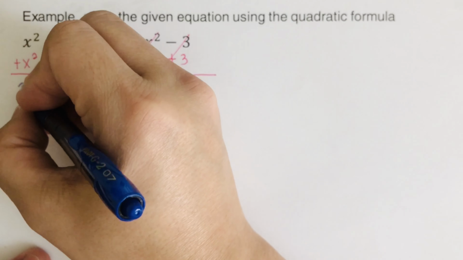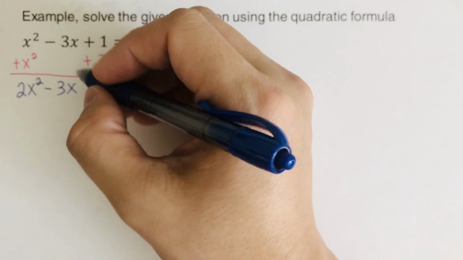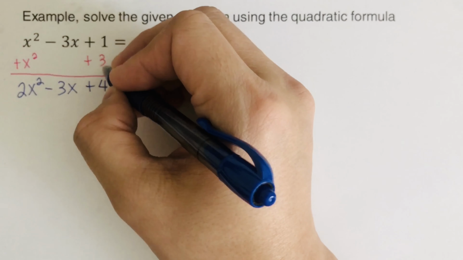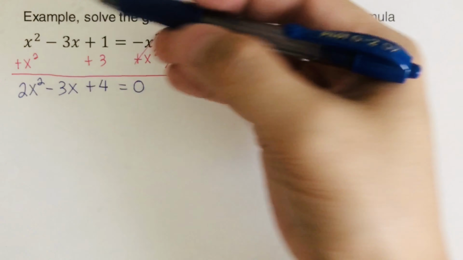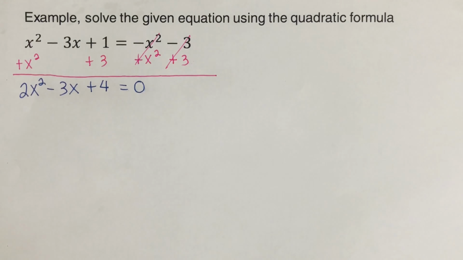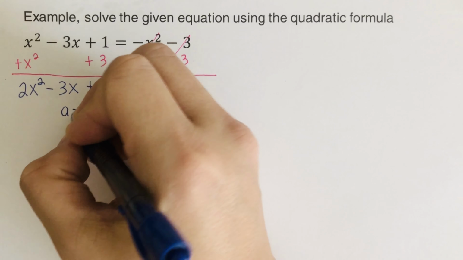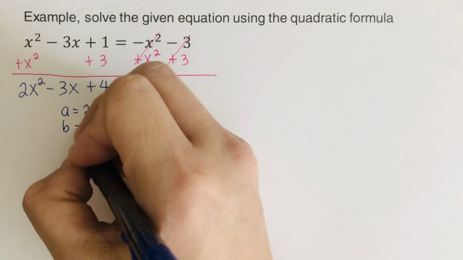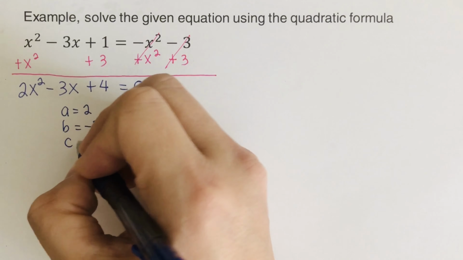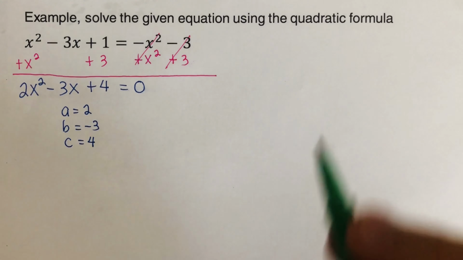And so here, this would come out 2x squared minus 3x plus 4, because 1 plus 3 is 4, then we just drop the negative 3x down, and x squared plus x squared is 2x squared. From here, we would know that our a is 2, our b is negative 3, and our c is positive 4.